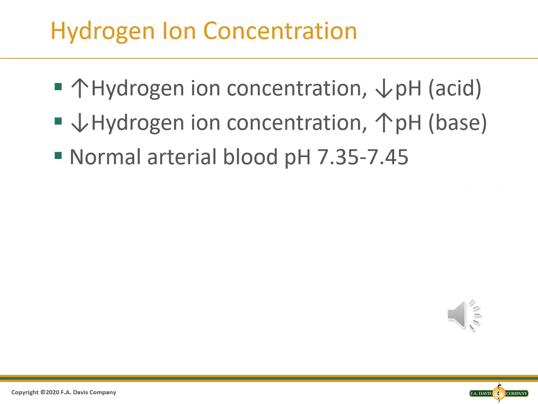The normal arterial blood pH range is 7.35 to 7.45. A pH level below 6.8 or above 7.8 is considered incompatible with life, because cell function becomes seriously impaired, and those numbers would result in death.